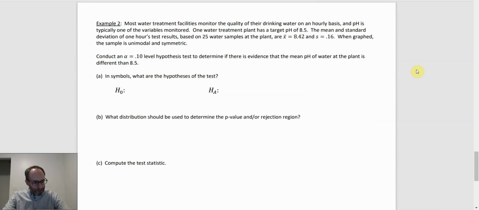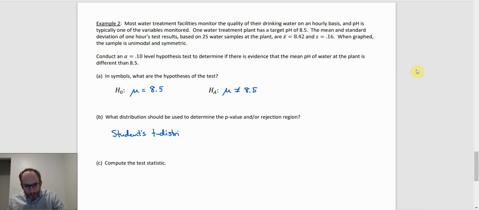All right, so here we already know what the hypotheses are. The null is that mu is equal to 8.5, and the alternative is that mu is not equal to 8.5. What distribution are we going to use? Well, it's for a mean, so we need to use the t-distribution, and the sample size is 25, so 25 minus 1 is 24. There's your degrees of freedom. So we want to use Student's t-distribution with 24 degrees of freedom.